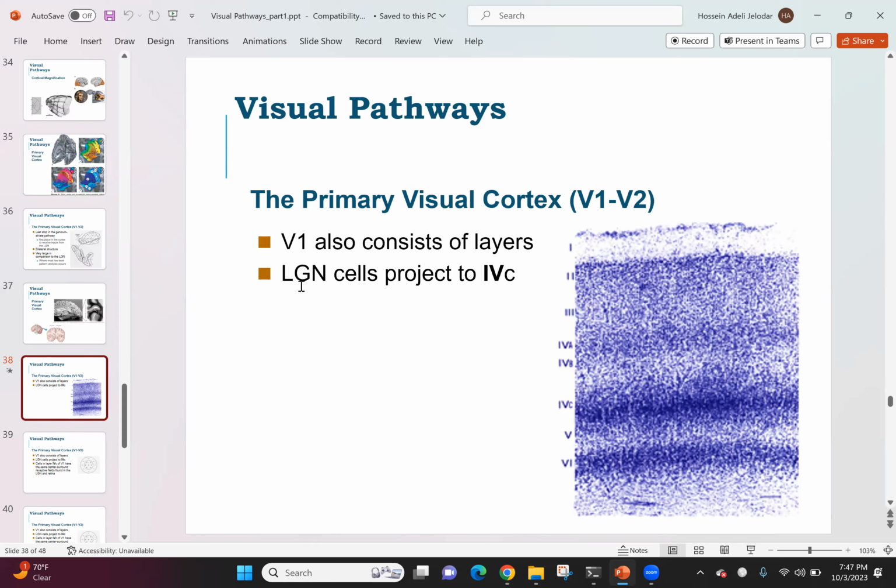And the LGN really projects only to layer 4C. So you have layers 1, 2, 3, 4, which has 3 sublayers, and then 5 and 6. And really it only projects to layer 4C. So not only is the cortex layered, but the projection from the LGN only goes to a certain layer.